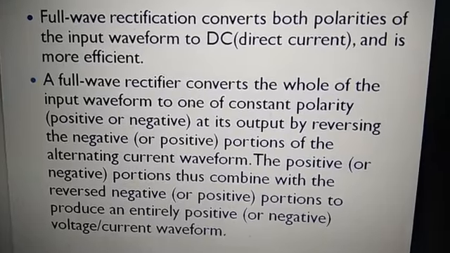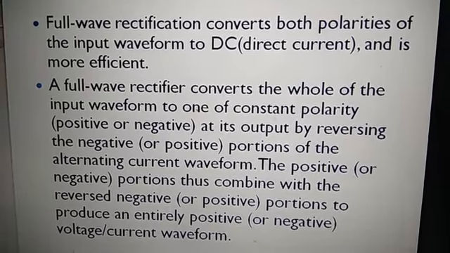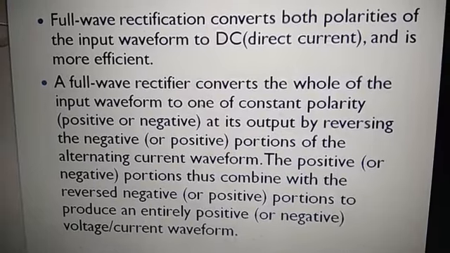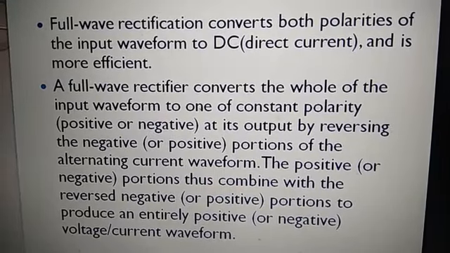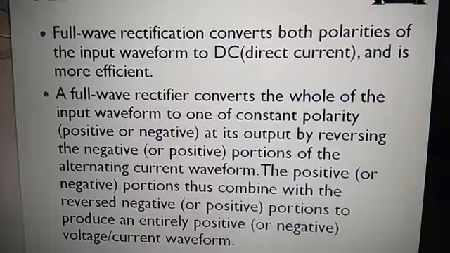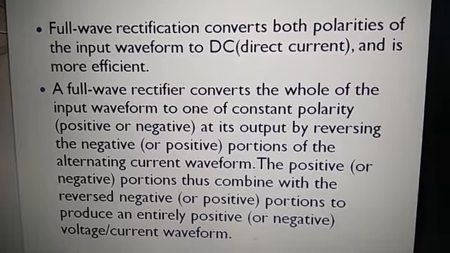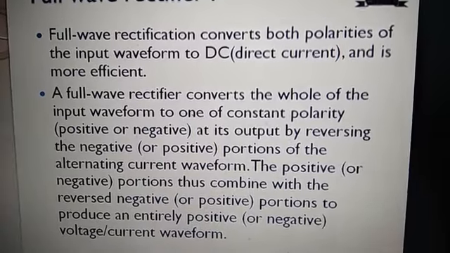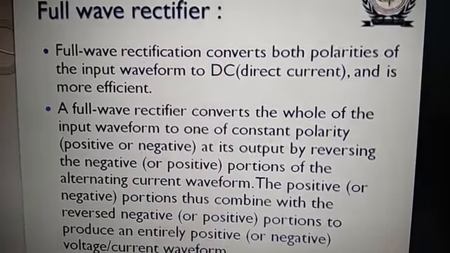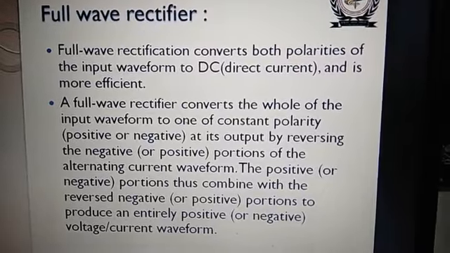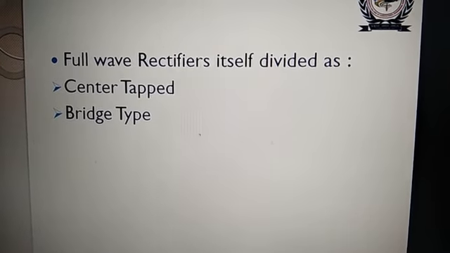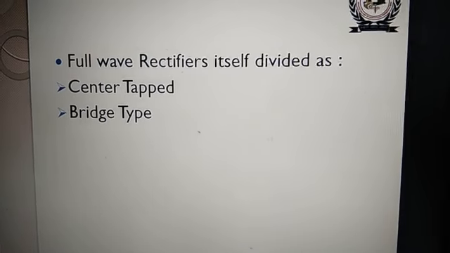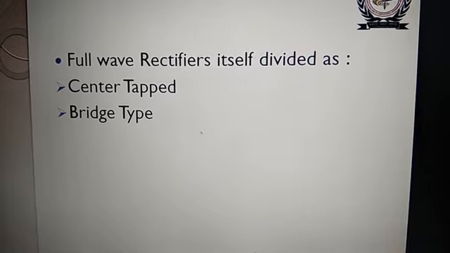What does it mean? If you apply a full wave sinusoidal input, in which positive and negative half cycles are there, then it will be converted either to only positive half cycles or only negative half cycles. That is the full wave rectifier. So a full wave rectifier also produces pulsating DC because no filters are used. Basically there are two types of full wave rectifiers: one is called the center tap and the other is the bridge type rectifier.